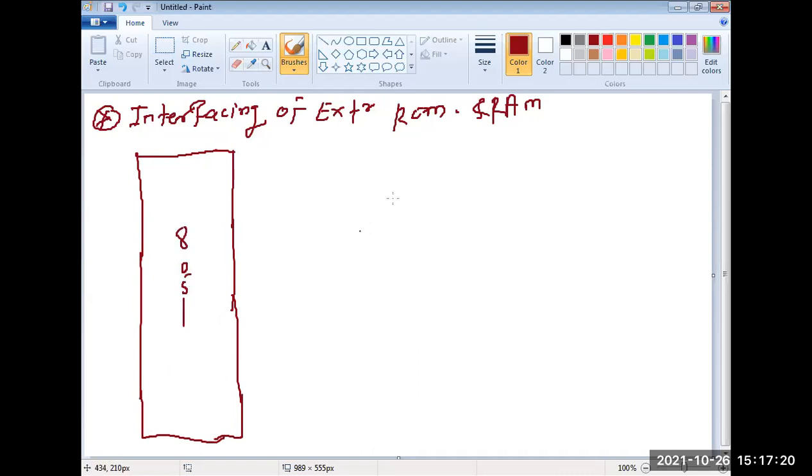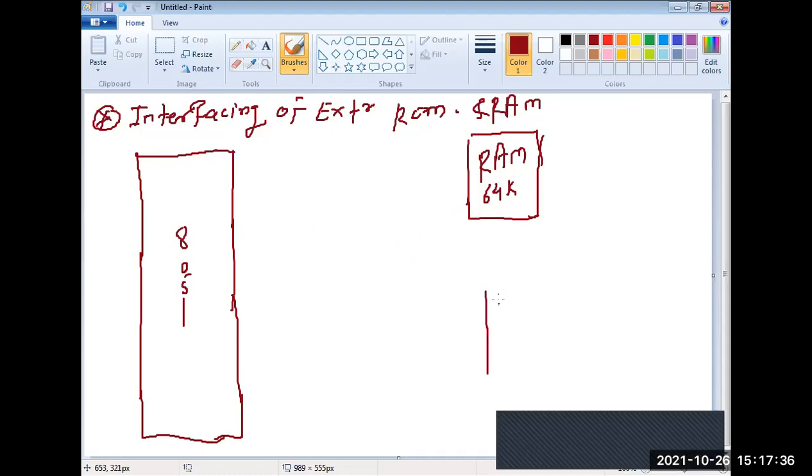When I am going to connect any memories, I should always understand the case, because based on this I can go for the connection of the wires. So I am using 64 kilobyte of RAM and I have to interface the same or a different memory, no issue, a ROM of size 64 kilo. Such cases will be there.